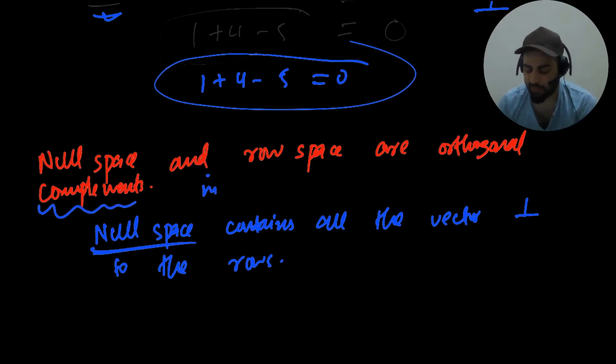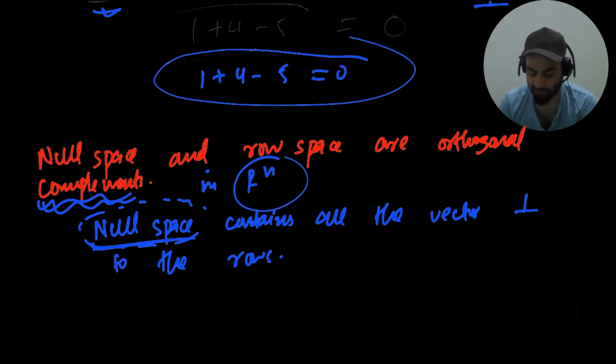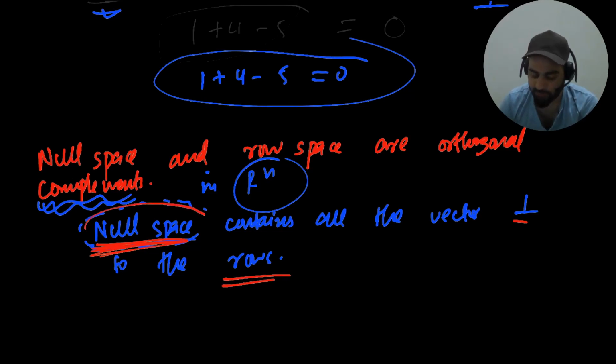Let's suppose in Rn, because that's where these vectors belong. If you give me any vector, and you ask how many vectors are perpendicular to this particular vector, I'll say all these vectors belong in the null space. That's why they are called orthogonal complements of each other, because any vector in the null space is perpendicular to the row space. So null space contains all the vectors that are perpendicular to the rows or row space.